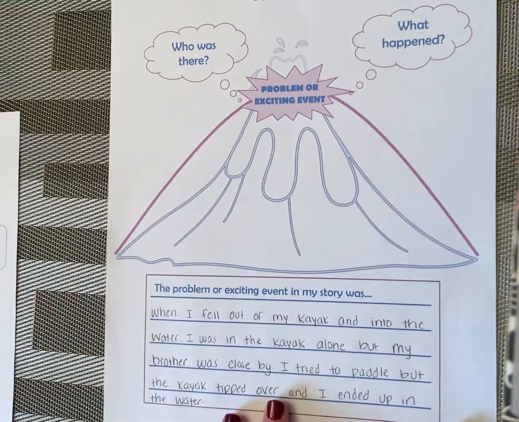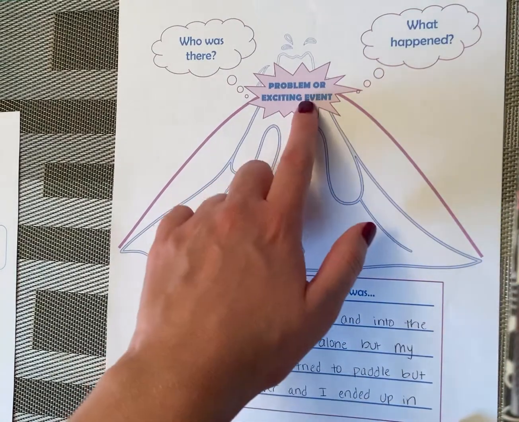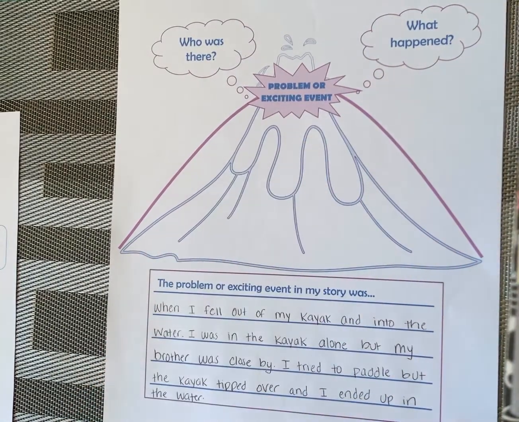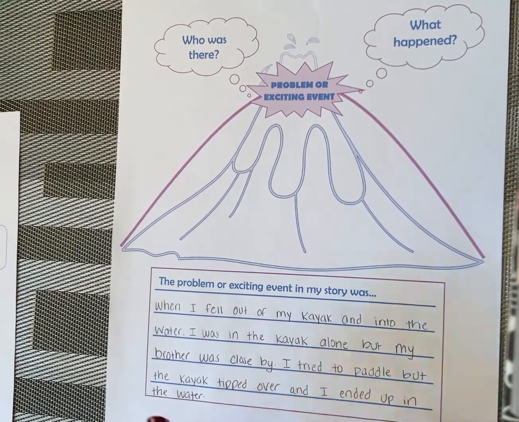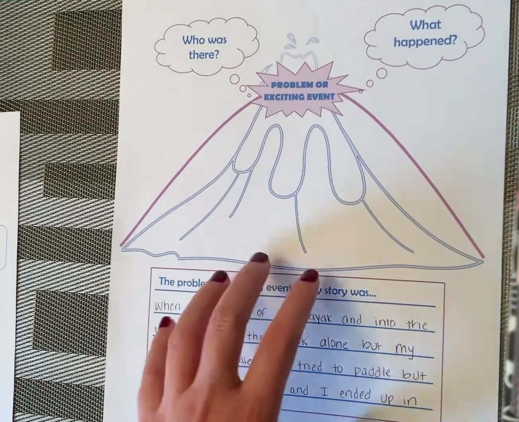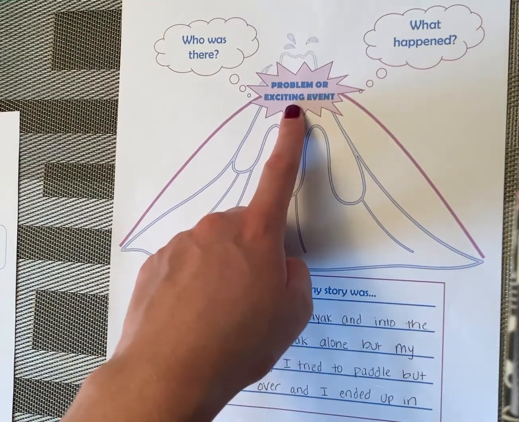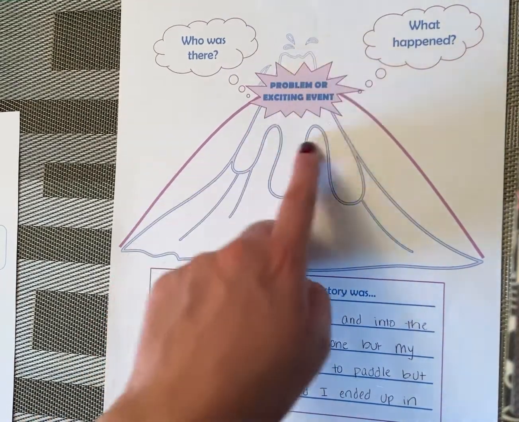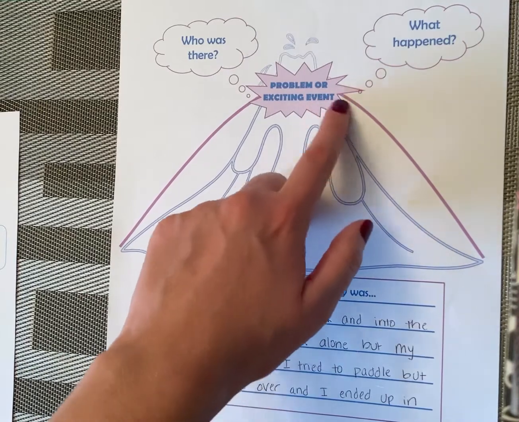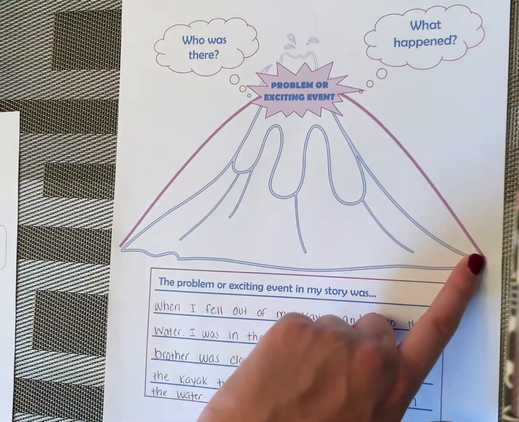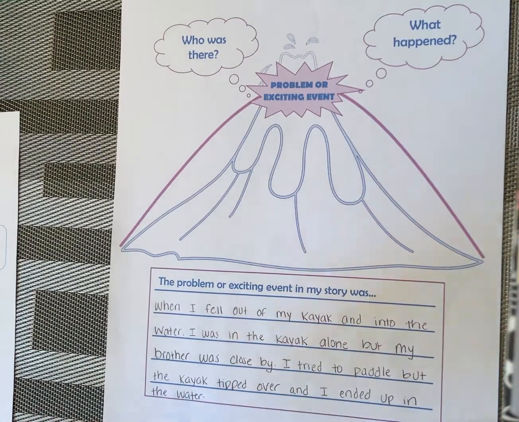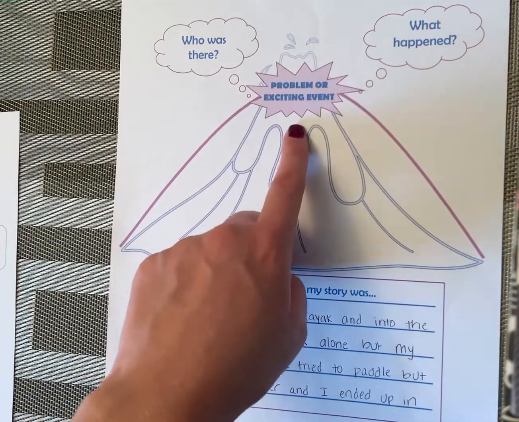So this was a little bit of both a problem and an exciting event for me. The problem was that I ended up in the water. This was also an exciting event because I was falling out of my kayak. Notice I did not say what happened next. I only stated the problem and exciting event because this is what's happening when the volcano erupts. I'm not going to talk about how I solved this problem yet. That's going to be on the downward curve, which we're going to be talking about next time. Right now, we're only focusing on the problem or exciting event.